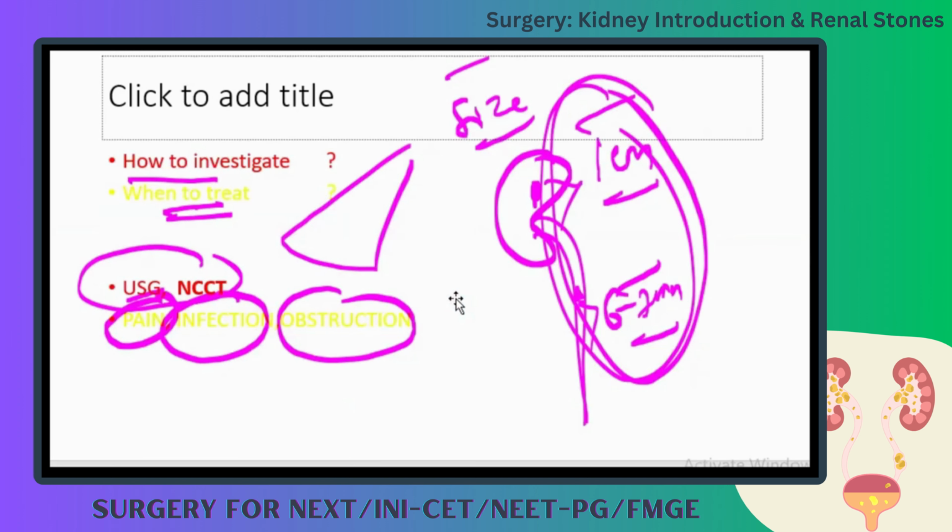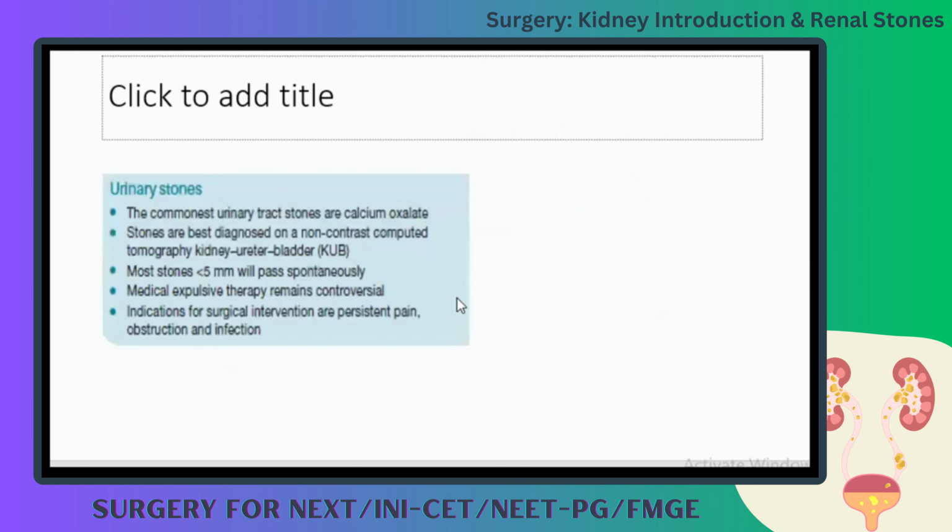So if the stone in the kidney is more than a centimeter, then you go for surgery? Yes. In the kidney, if the stone is more than 1 centimeter, in the ureter, if it is more than 6 to 7 mm, there is no clear cutoff. If it is more than 6 to 7 mm, the chance of stone getting out is very rare. So we have to go for surgery. And the other things are pain, infection, obstruction. If these three are there, also you have to go for surgery.